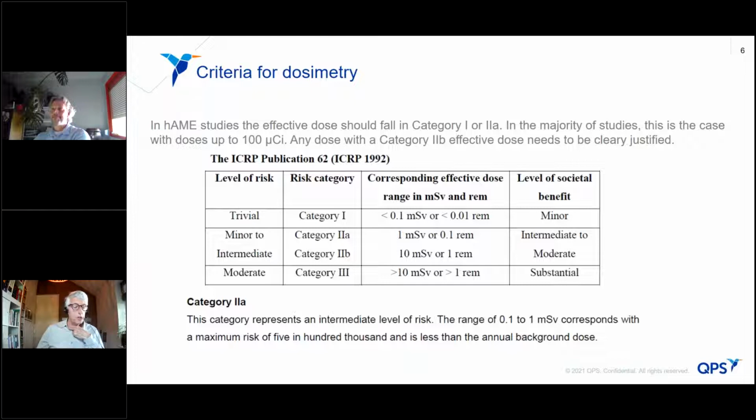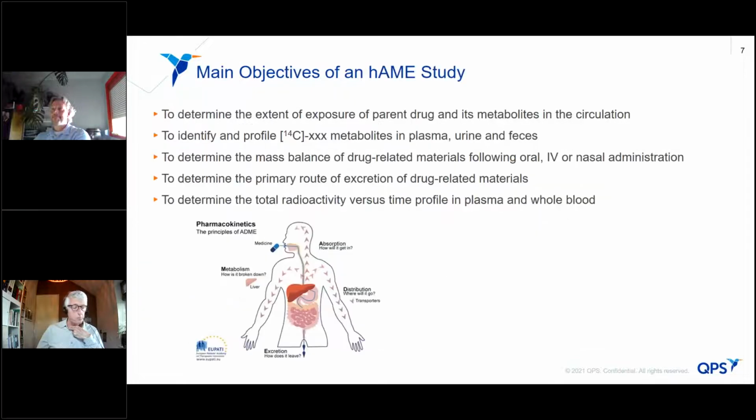The maximum dose is normally around 100 microcurie. This is normally sufficient for the required measurements. As we discussed earlier, metabolism is always the main objective of a mass balance study.